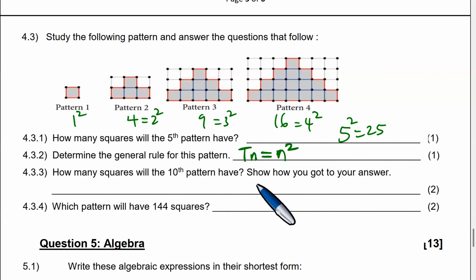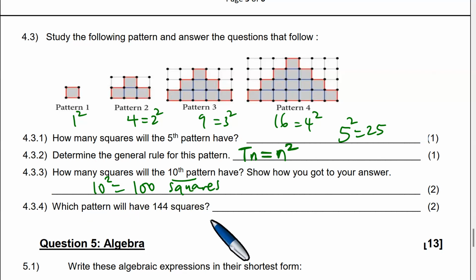How many squares will the 10th pattern have? Show how you got your answer. The 10th pattern, how many squares will it have? So 100. Yeah, because it's the 10th pattern, it's going to be 10 squared. 10 times 10 is what? It's 100.